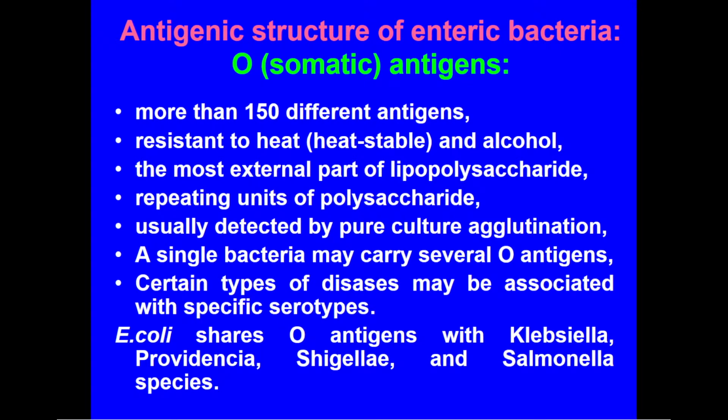So that is a difference. So that's why we need to identify somatic antigens. The thing is that a single bacterium may carry several somatic antigens. And one more thing to understand is that the members of Enterobacteriaceae may share the same antigens within the genera. For example, E. coli may share O antigens with Klebsiella, Providencia, Shigella, Salmonella, and the others.